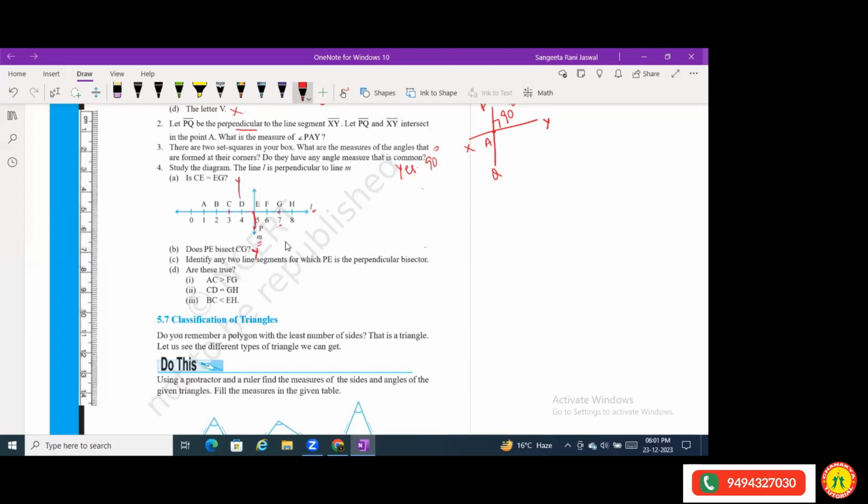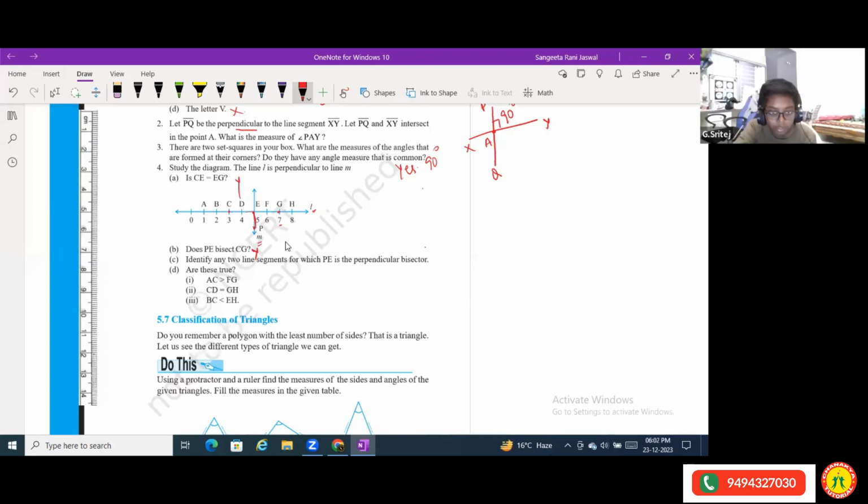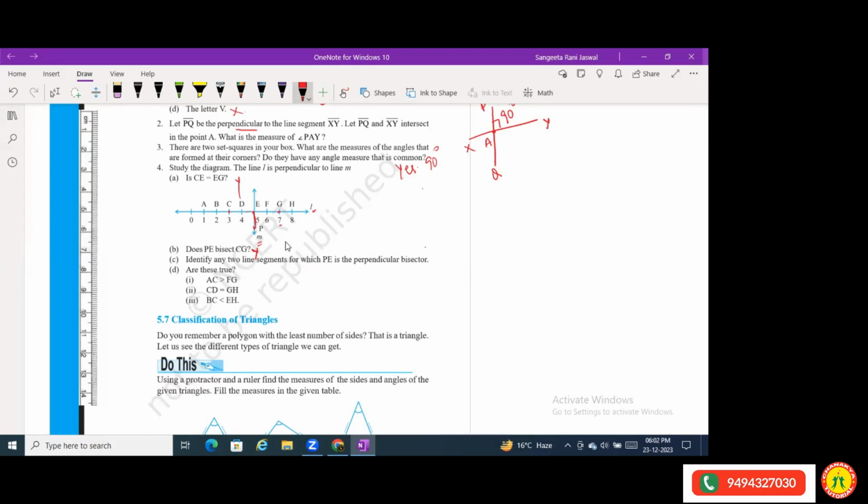Sritej, read the C part. Identify any two line segments for which PE is the perpendicular bisector. That means already we know PE is perpendicular on line L. So we have to find one more such segment where PE is the perpendicular bisector. Like here, one segment was C to G. Can you name any other line segment which is equally getting bisected?